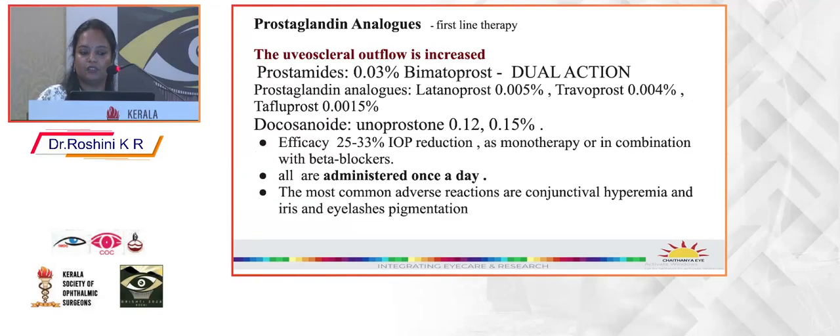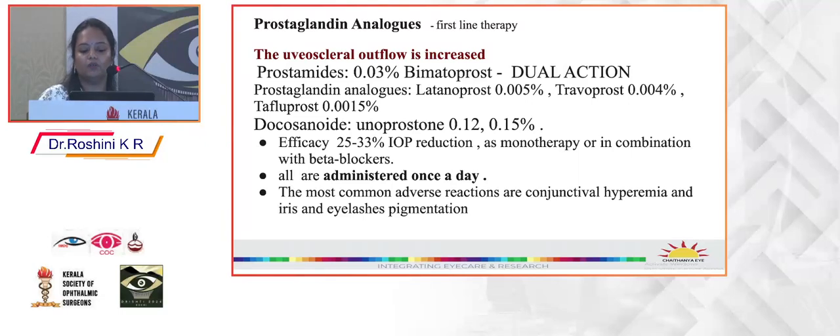Prostaglandin analogues are the first-line therapy. They decrease the IOP by increasing the uveoscleral outflow. Prostamides include bimatoprost, which has a dual action of increasing the trabecular outflow as well. Other prostaglandin analogues are latanoprost, travoprost, and tafluprost, and a docosanoid, which is unoprostone. All prostaglandin analogues are administered once daily, either as monotherapy or in a combination with beta blockers.